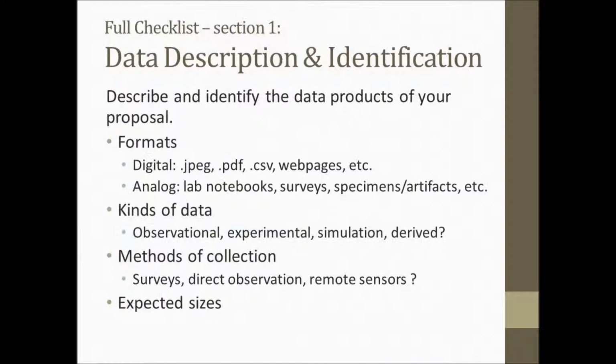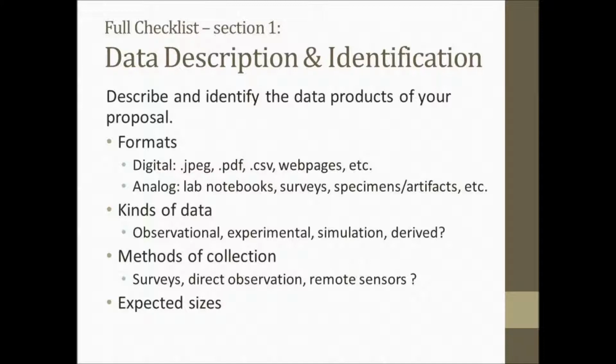So section 1, data description and identification, wants you to describe and identify the data products of your research. So this is where we start getting more specific. Because your grants are hypothetical, right? If I get the funding, this can be a little tricky. So start thinking about formats, like how do you plan to store it? What programs are you planning to use? What kinds of data is it? Is it experimental? Is it generated by sensors? Are you generating it in the lab based off an experiment you're doing?